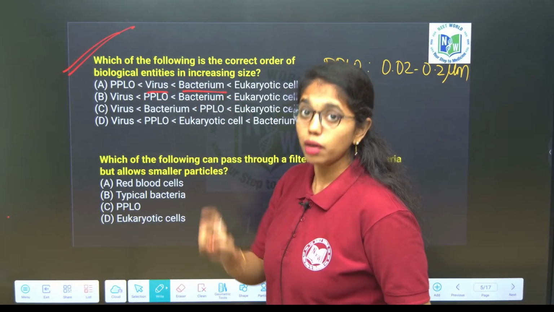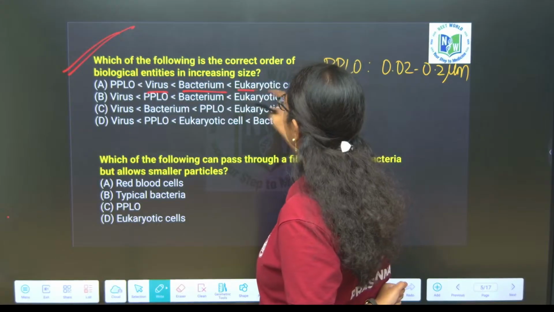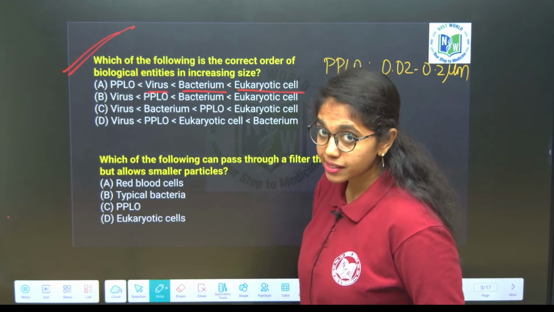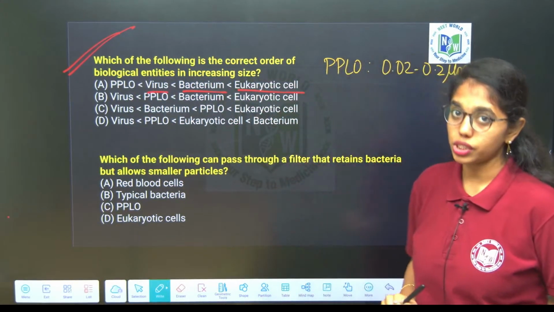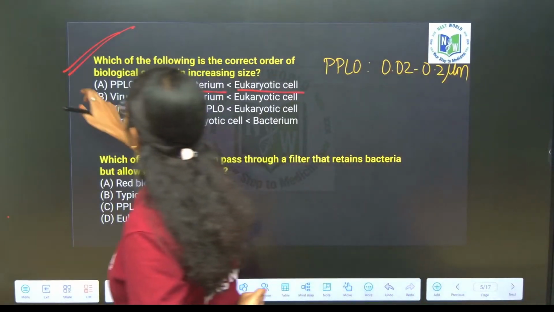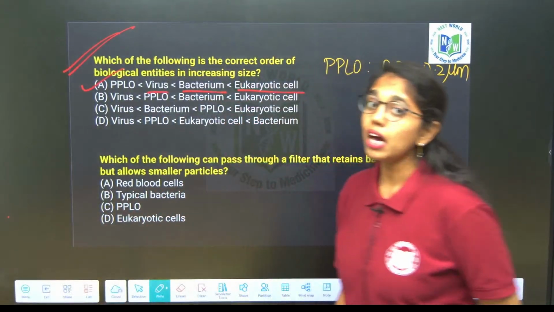Next it is bacterium, which is 1 to 2 micrometer in diameter, and then it is eukaryotic cell, which is 10 to 20 micrometers in diameter. So here what option is correct, ma? Option A will be the right answer.